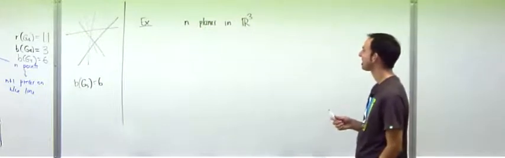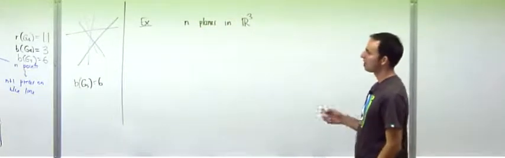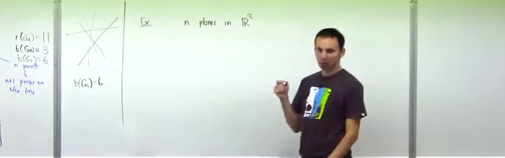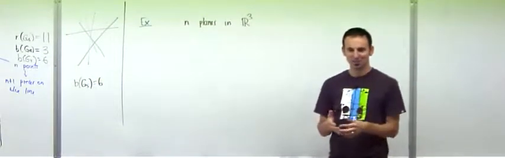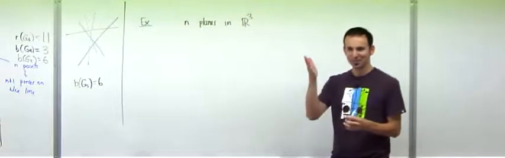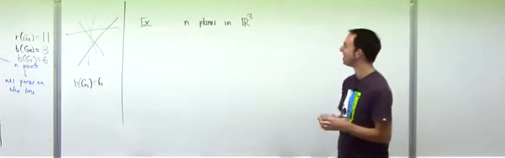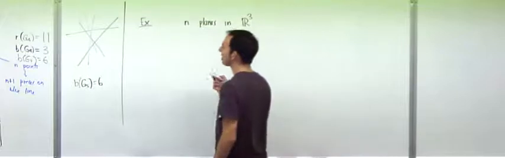That's right. So n planes in R3. What is the largest number of regions that you could have? Now, of course, the cheese doesn't really matter, right? It's really about this space. N planes in R3: how many regions can you form?